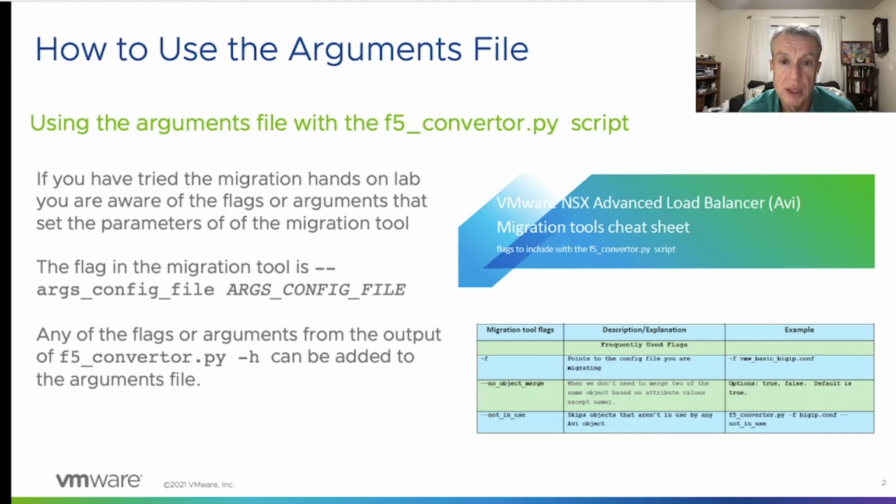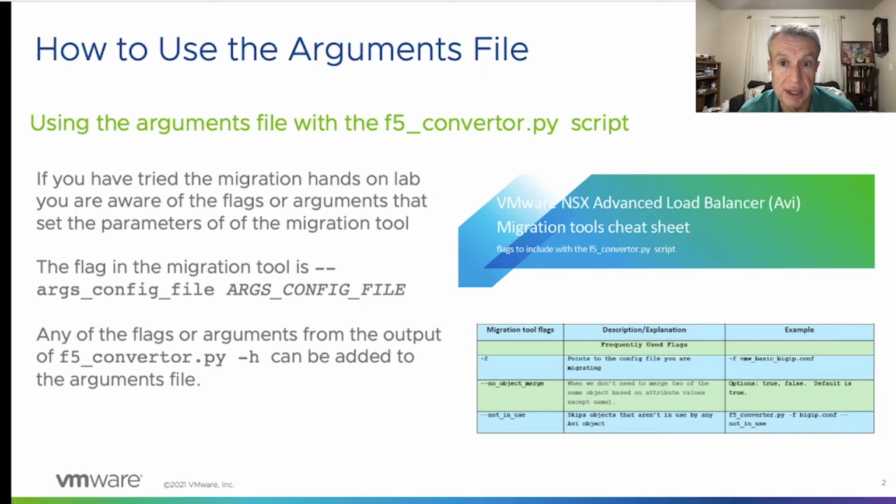As you know, Python and other programming languages use the concept of flags to define arguments or set parameters for execution. Since the migration tool uses a Python script, we have flags to aid in setting parameters and values. One flag that can help you in streamlining your conversions and applying consistent values is the args config file flag.